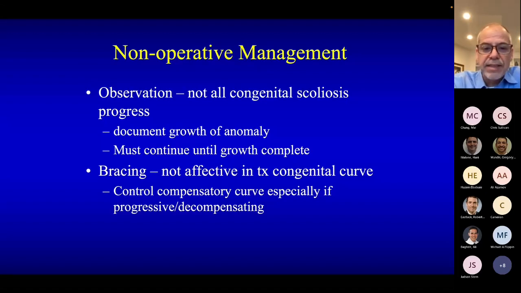Bracing is typically not effective. It can control the compensatory curve. So if you have a congenital curve in the thoracic region, you might develop a lumbar curve in compensation for that, and so the bracing is most likely only going to be effective in that compensatory curve. Does that mean I don't brace congenital curves? No, because some congenital curves are flexible, and especially in mixed anomalies, you can sometimes get them a little bit straighter in a brace. So while it's generally not effective, it doesn't necessarily mean it should never be done.